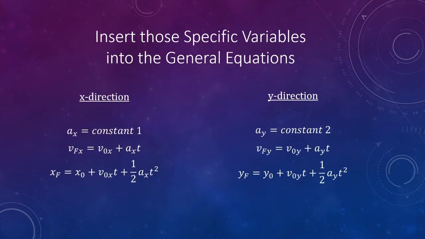Once you've identified those specific variables, then you can insert them into your general equations of motion again, and at that point you can solve for whatever the unknowns are that are being asked for in that problem. So let's go through an example where you can see how this plays out.